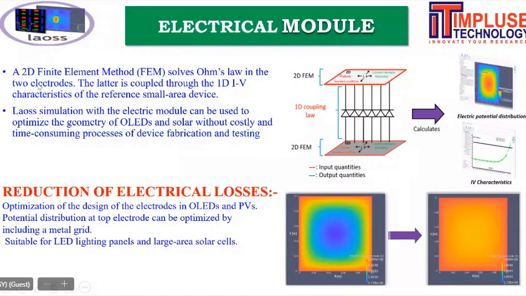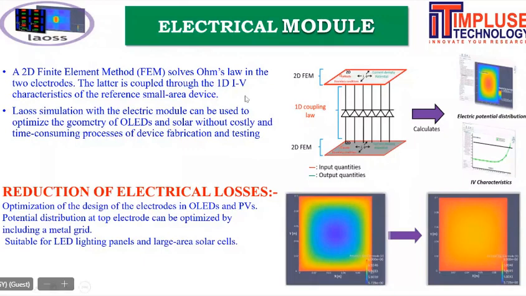Now you can see this is a reduction of electrical losses. So optimization of the device electrode in OLED or PV, potential distributions at the top electrode, can be optimized with a distinct metal finger grid. A metal finger grid can be created on top of the solar cell. I will show you in the coming picture. You can simulate LED lighting panels or large area devices.